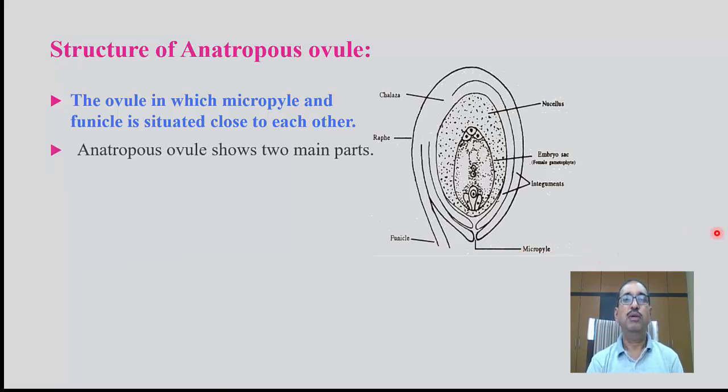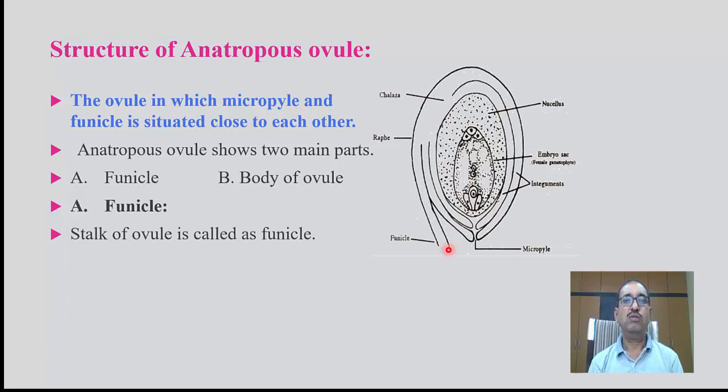Anatropous ovule shows mainly two parts. First part is called funicle and second part is called body of ovule. We first see the first part, funicle. Stalk of ovule is called funicle, and on the basis of presence and absence of funicle, ovules are mainly of two types. When funicle is present, such ovule is called funiculate ovule, and when funicle is absent, such ovule is called sessile ovule.